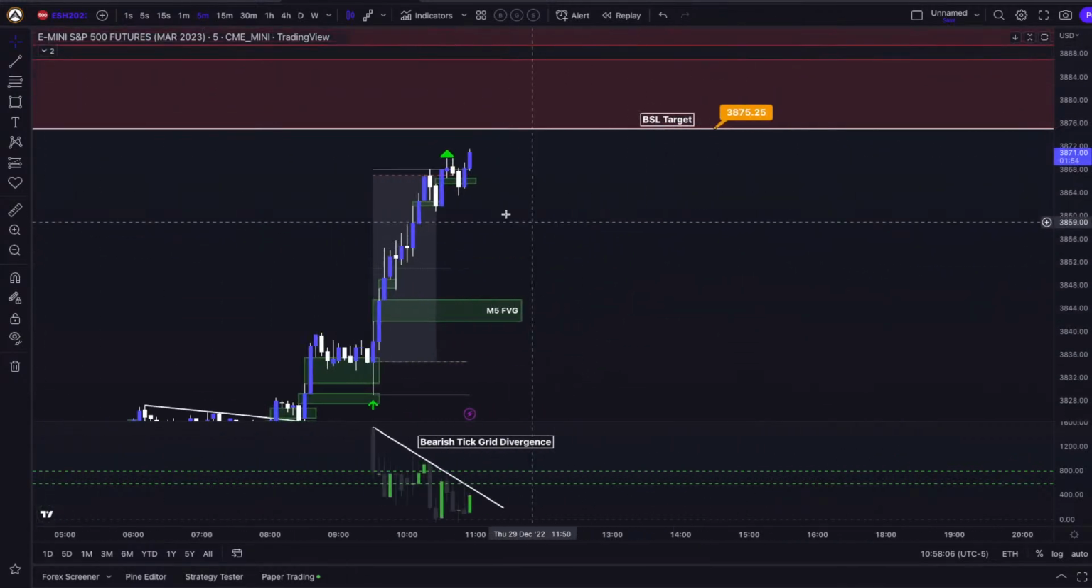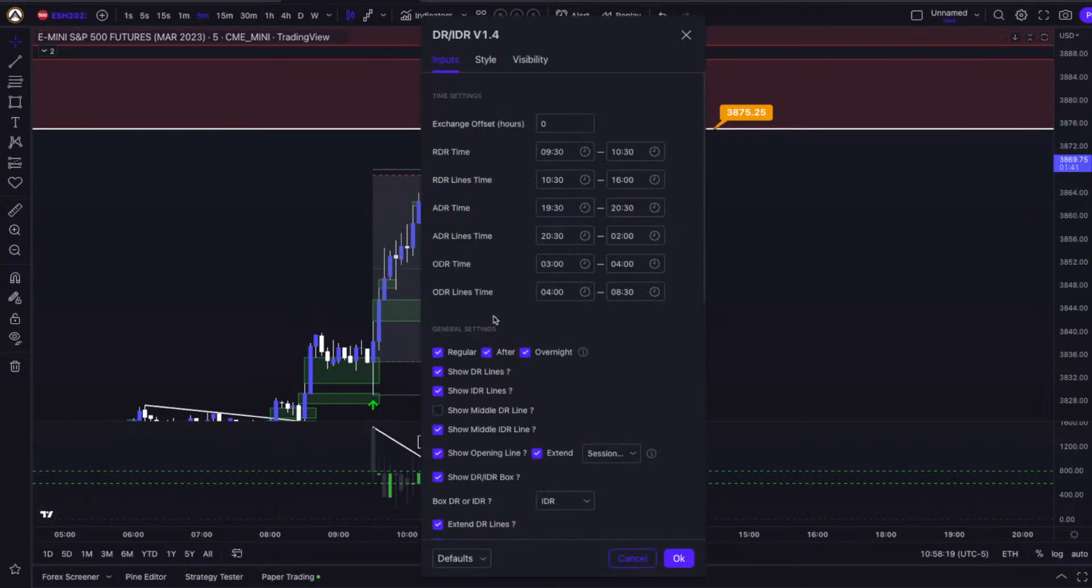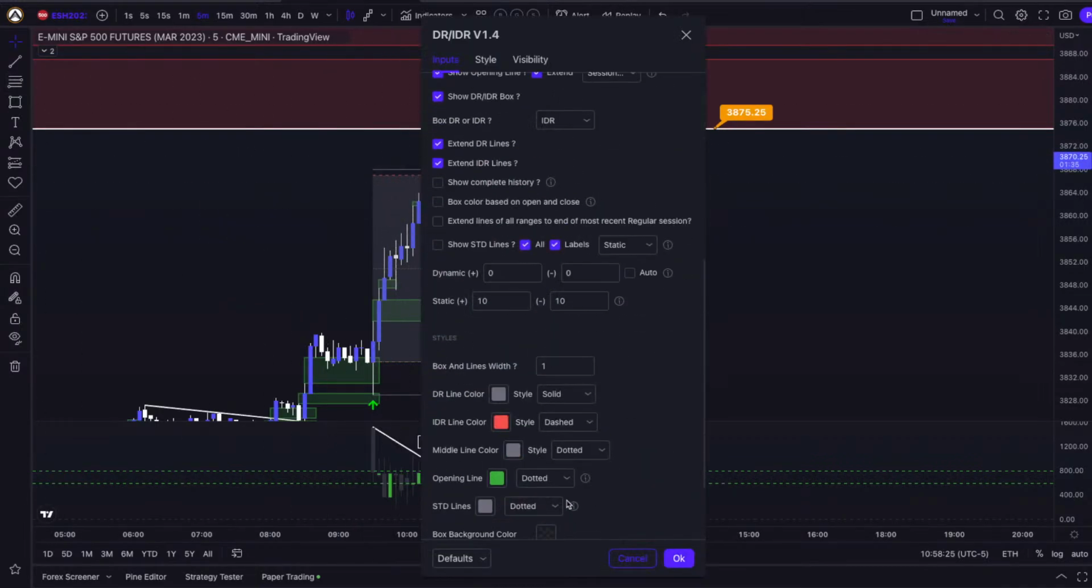All right, so we see that we're reaching for our target. We still have our tick red divergence. So let's wait and see. We still have the fair value gaps that are left behind. We can also turn on our standard deviations. Oh, should we draw them ourselves? No, come on, let's turn them on. Show standard deviation.